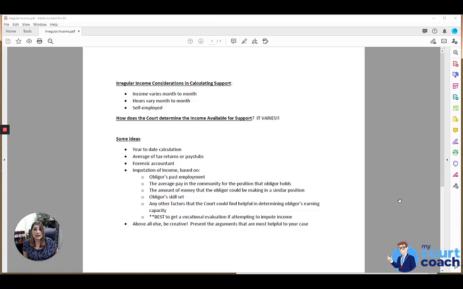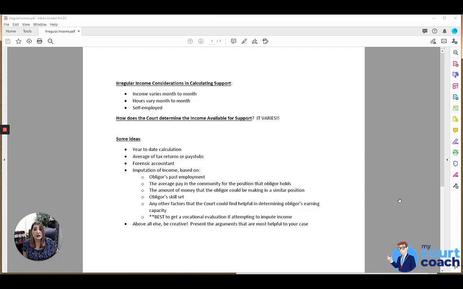If you are going to attempt to get a support order based off of imputation of income where there is irregular income, it is best to get a vocational evaluation. And this is an evaluation by an expert in this field who, based on the obligor's, as I stated, skill set, history of earnings, education, etc., can come up with fields of employment that person is qualified for and what they could realistically earn at their position if it is not clear from their own records what they are earning. And you can ask the court to consider that as evidence in making a support order.